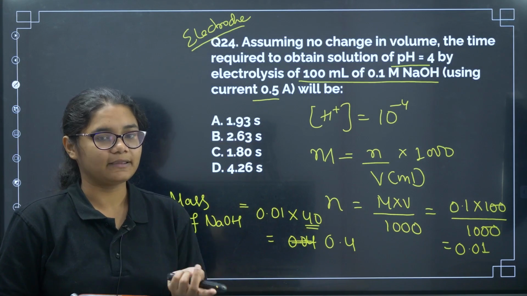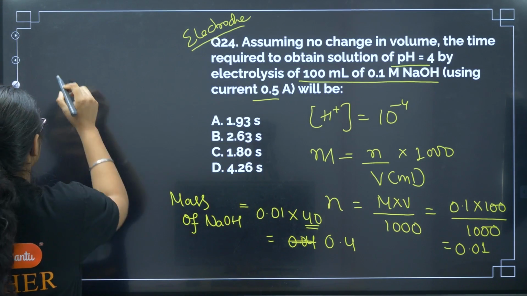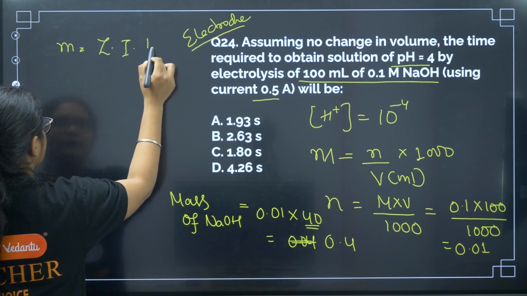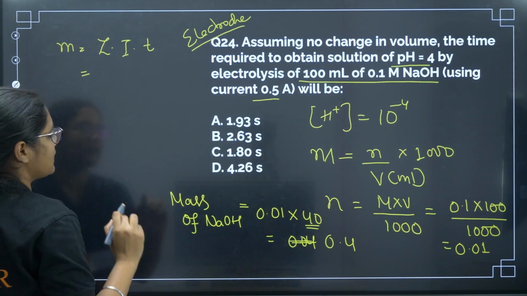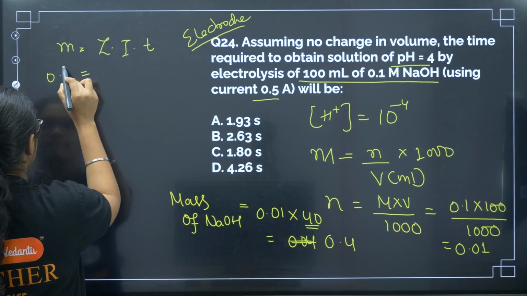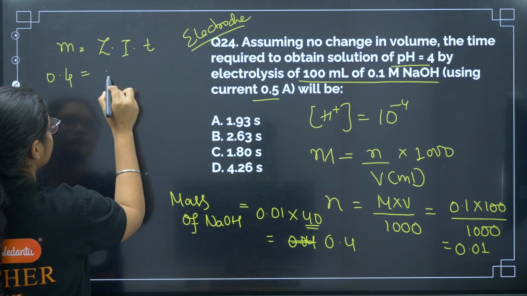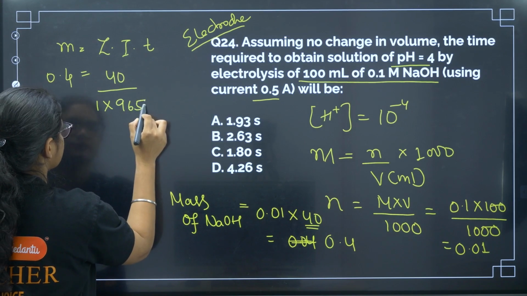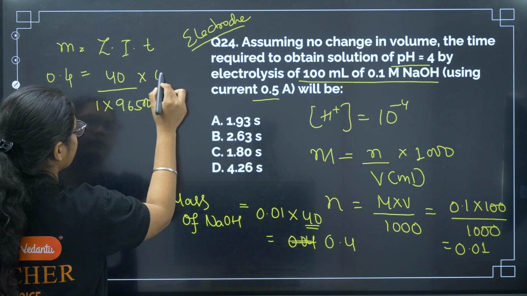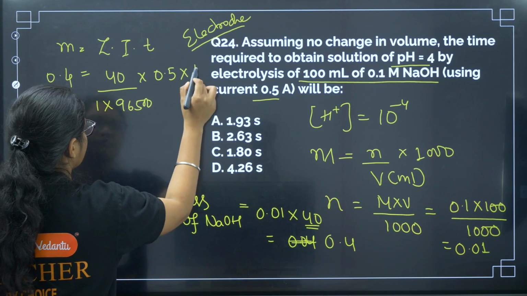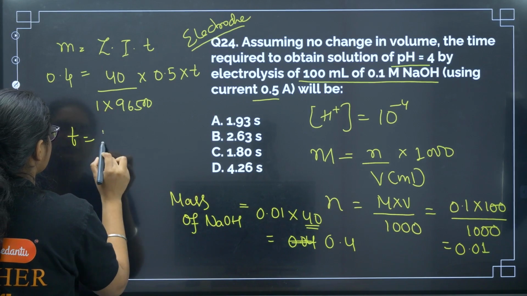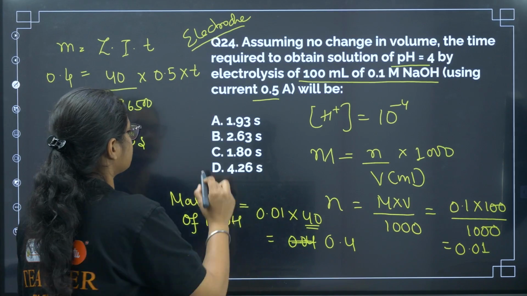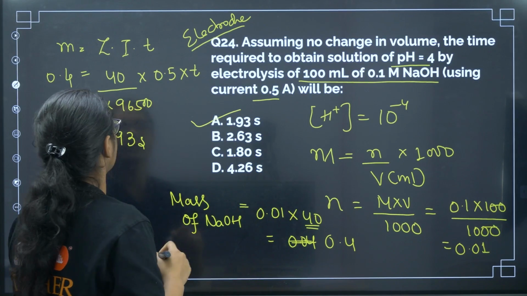You have to calculate the time for this one. To calculate the time, we use Faraday's first law, that is M is equal to Z into I into T. Here mass deposited is 0.4. Z will be equal to 40 divided by 1 into 96500, I is 0.5 ampere, and time we have to calculate. So if you solve this, the T value will be 1.93 seconds. So the correct answer for this question will be option number A.